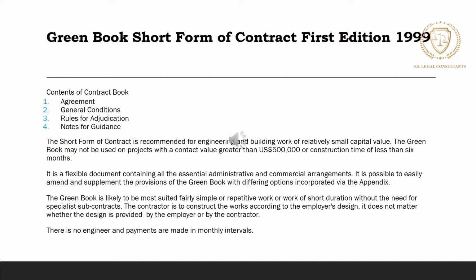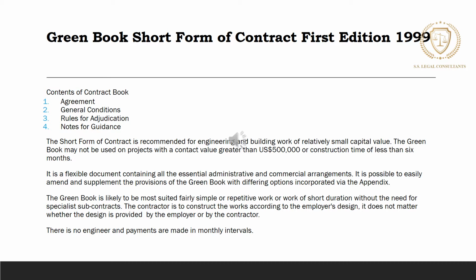The first one is the Green Book, which is the shortest form of contract, and it is used for engineering and building works of relatively small capital value or where the construction time is short. They have also specified a contract value of less than $500,000 or a construction time of less than 6 months. It may also be used for simple or repetitive works.